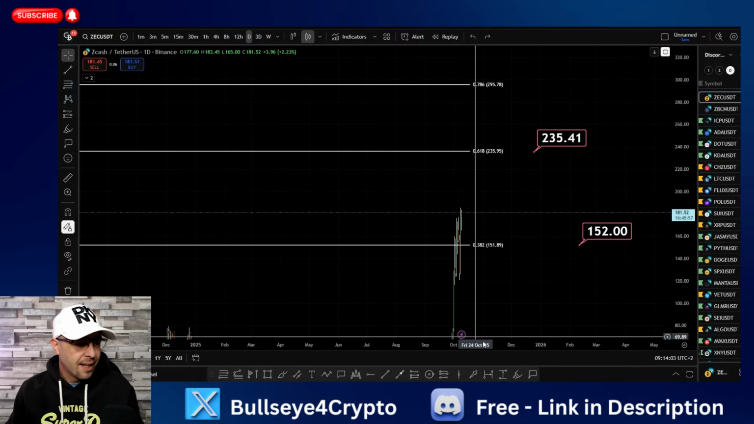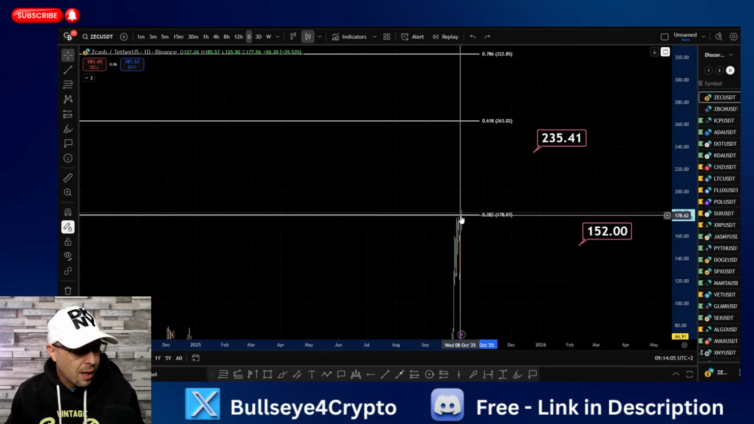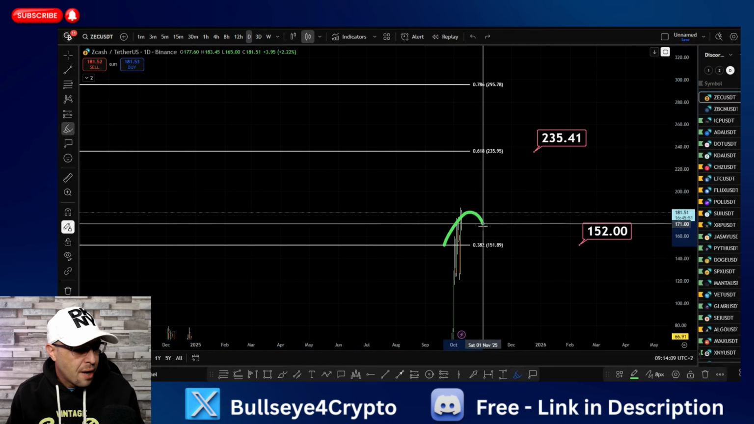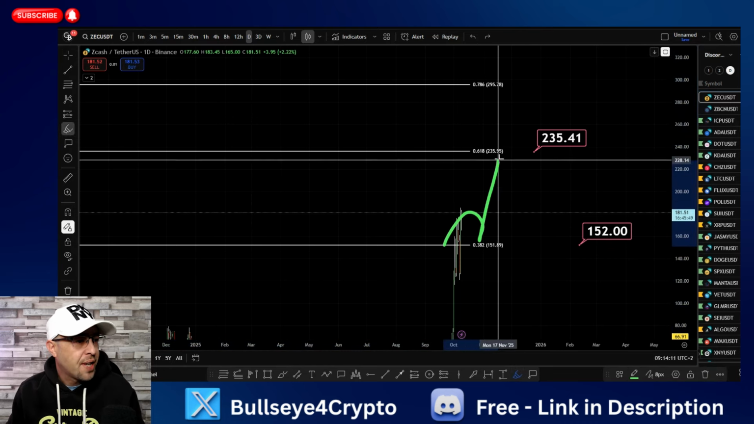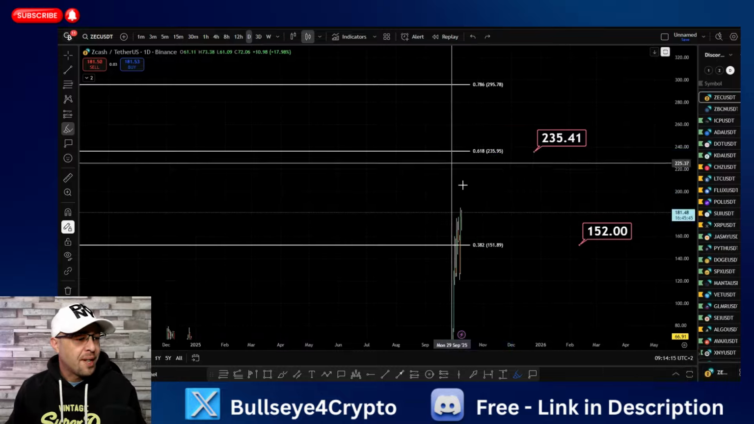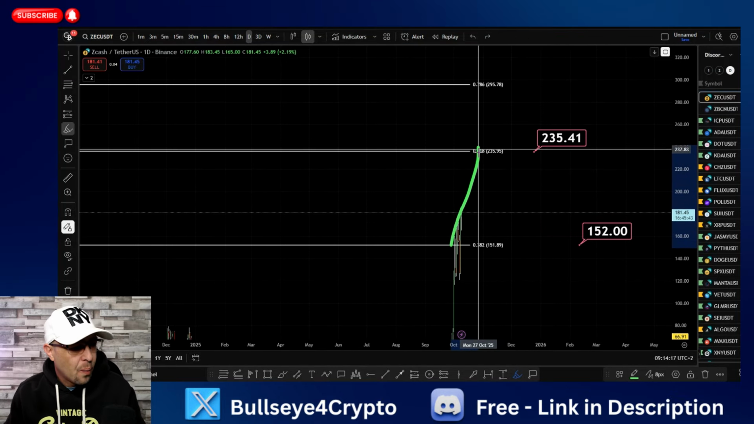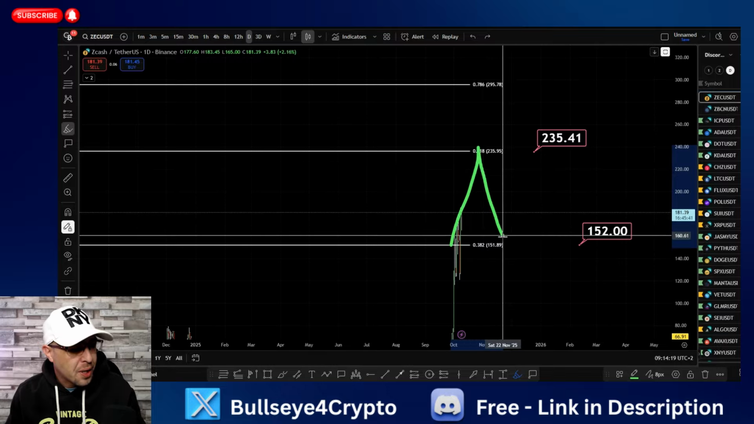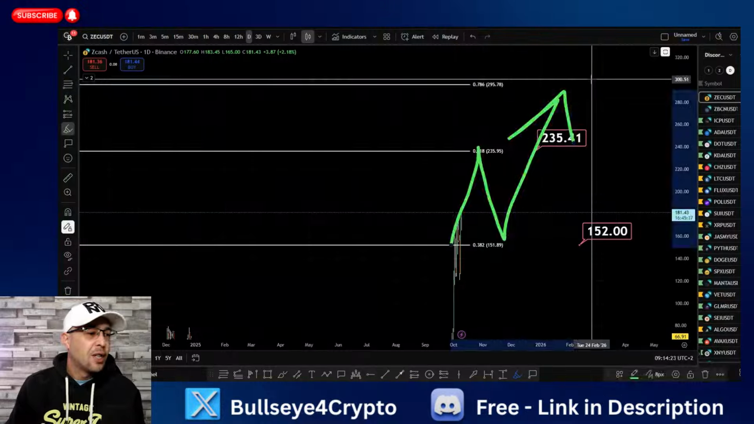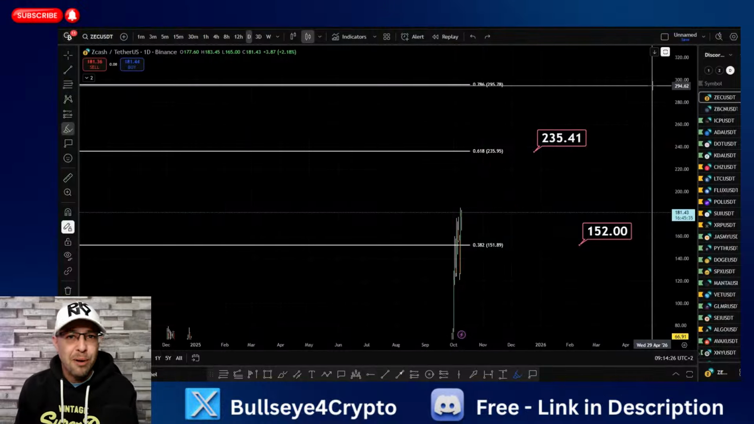So ideally, we want to come back down, hold this as support, 152, and then push up to the 61.8, which is 235. If we just rally straight up to the 61.8, then we're looking for further projections to come back down and hold support before we can make another move to the upside. So they're the important ones for me at the moment on ZCASH.